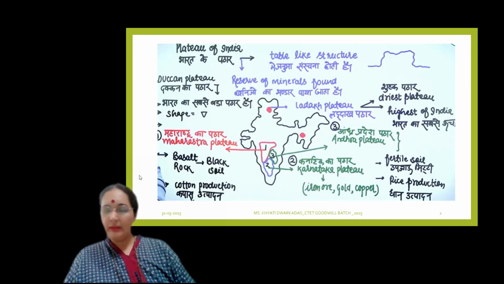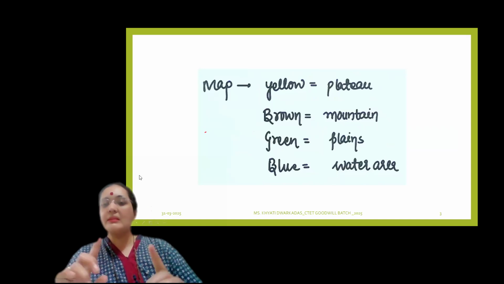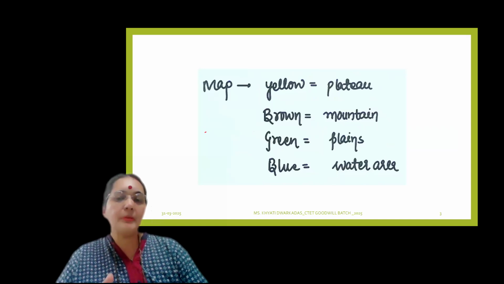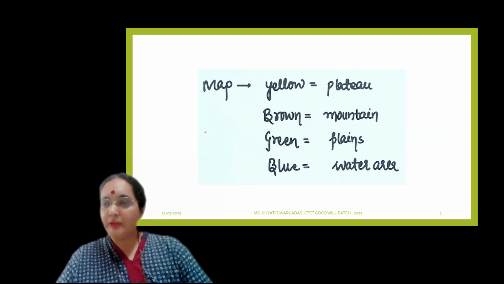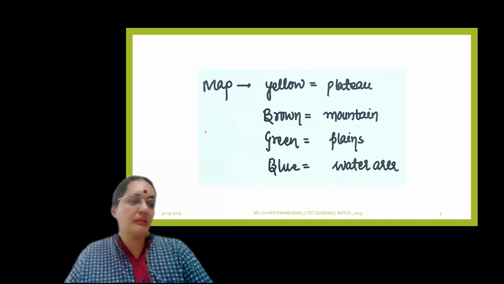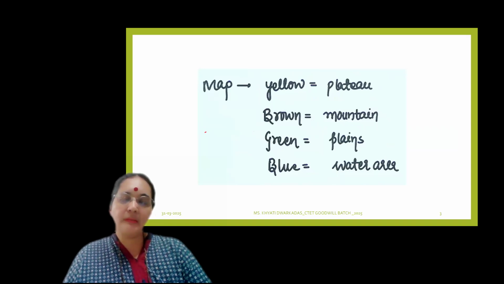Now when we move ahead, we still remember the colors on the map that we've done earlier. Yellow stands for plateau, brown for the mountains, green for the plains, and blue for the water bodies. These are the map colors that we would normally be following.